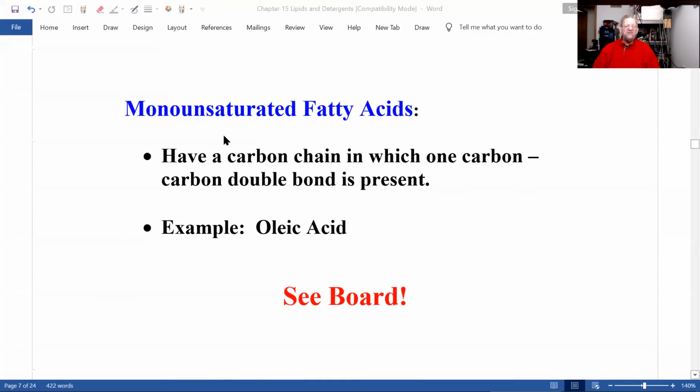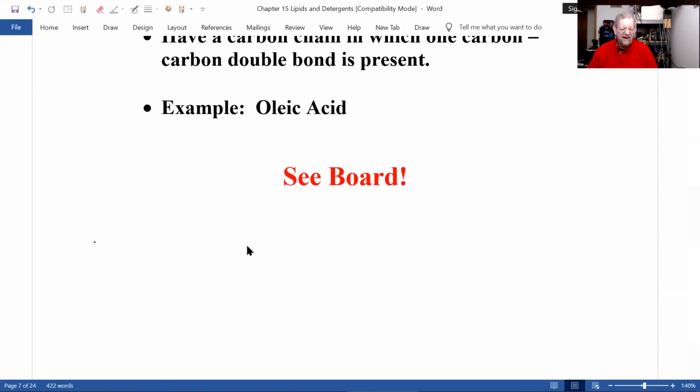Now, you can have unsaturated fatty acids, and I'm going to ask you to learn the structure for monounsaturated. Unsaturated, remember unsaturated hydrocarbons? You have at least one carbon-carbon double or triple bond. Well, guess what? Mother Nature never made triple bonds. That's something organic chemists did. So a monounsaturated fatty acid is a fatty acid that has a carbon chain in which one carbon double bond is present, and that's oleic acid. And you should know this.